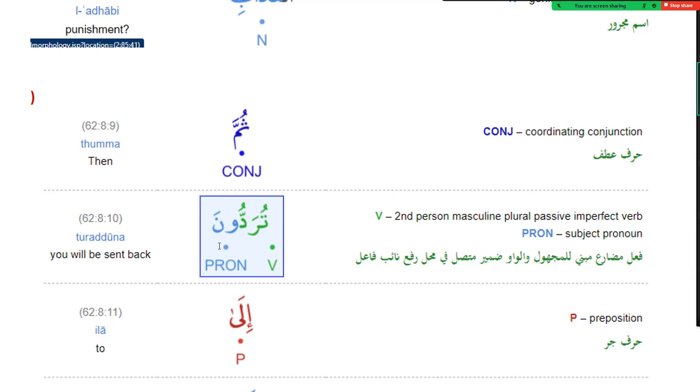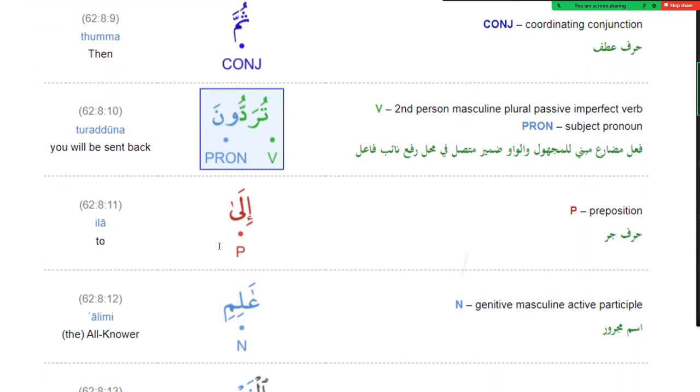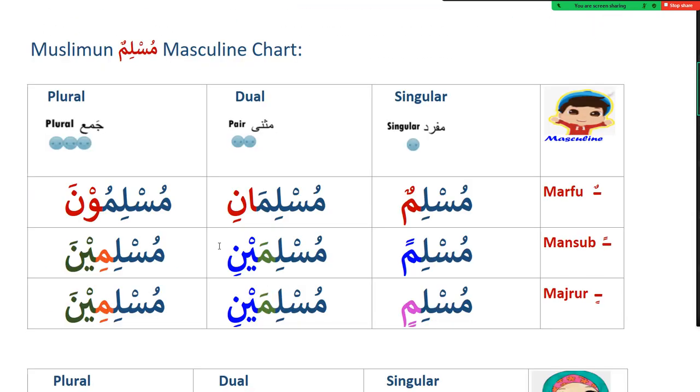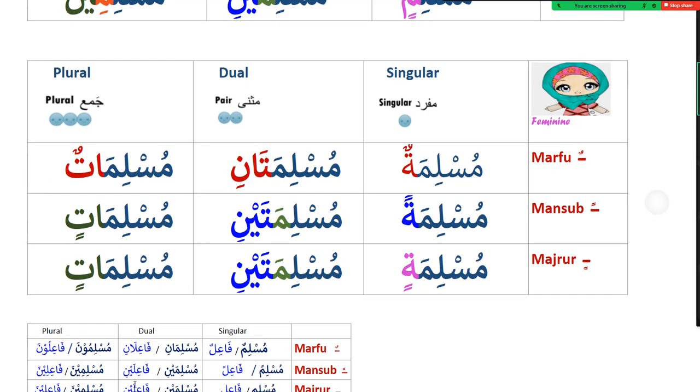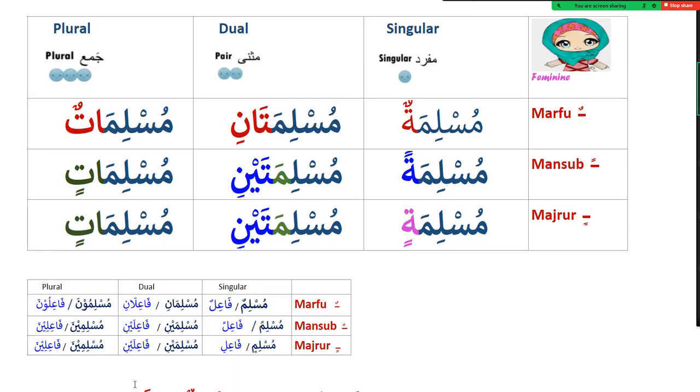Antum. Very good. Then you will be sent back, right? Because it's mudari majhul. You will be sent back, تردون. All know the Muslimun chart, right? It's Muslimun, Musliman, Muslimin, Muslimani, Muslimaini, Muslimuna, Muslimina. And the feminine is Muslimatun, Muslimatan, Muslimatin, Muslimatani, Muslimataini, Muslimatun, Muslimatin, right? And I'm taking this chart because the fa'il and the maf'ul also follow the same chart.